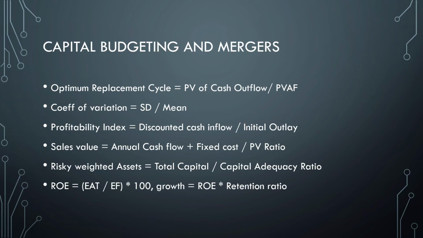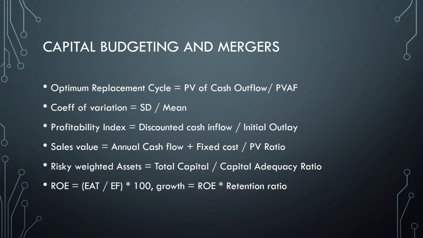Next one, capital budgeting and mergers. Optimum replacement cycle is equal to PV of cash outflow by PV annuity factor. The lowest of the three options or two options which will be given should be considered as the option for replacement. Next one is coefficient of variation is equal to standard deviation by mean. Next, how do we compute profitability index, which is nothing but discounted cash inflow by initial outlay.